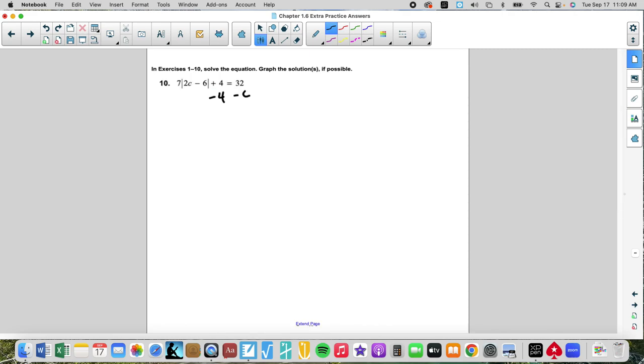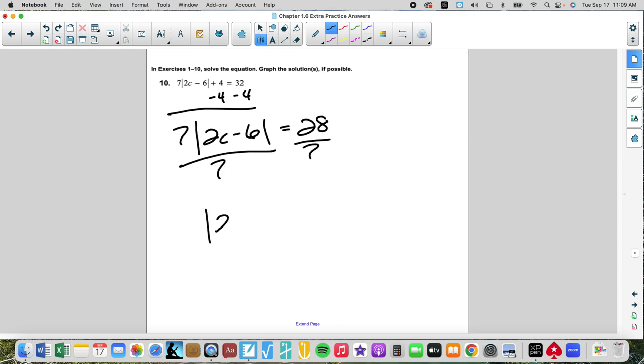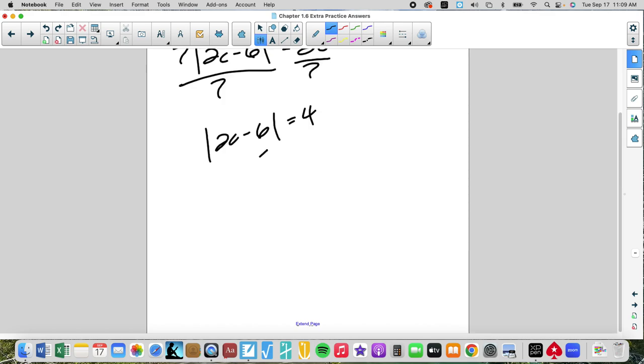Minus 4, minus 4. 7 times the absolute value of 2c minus 6 equals 28. Divide by 7. Absolute value of 2c minus 6 equals 4. I've isolated my absolute value. Now I can set them equal to the two equivalent distances away.